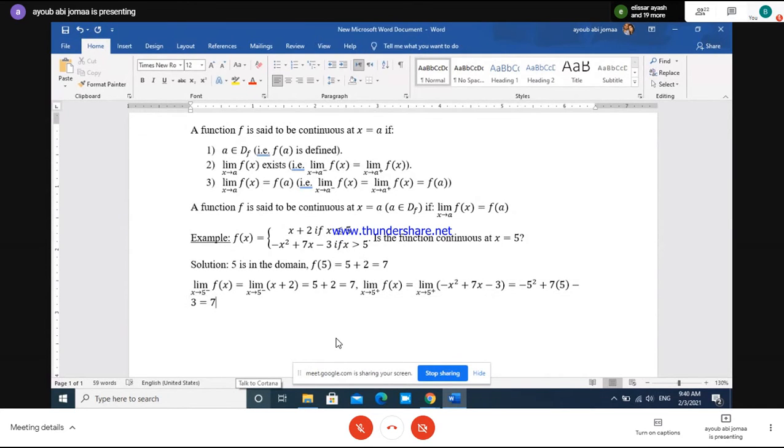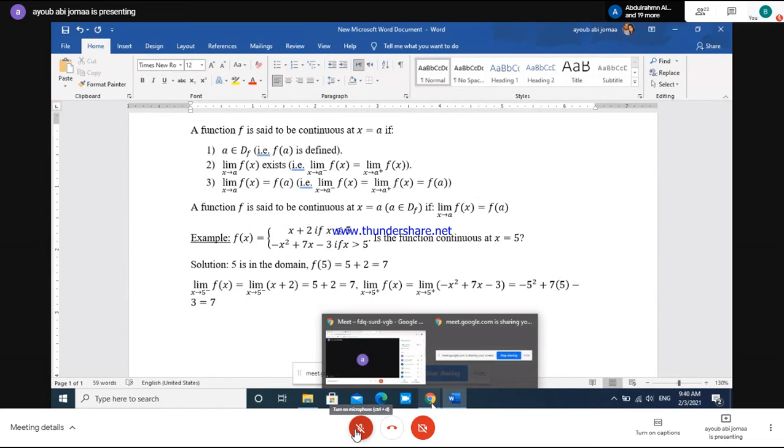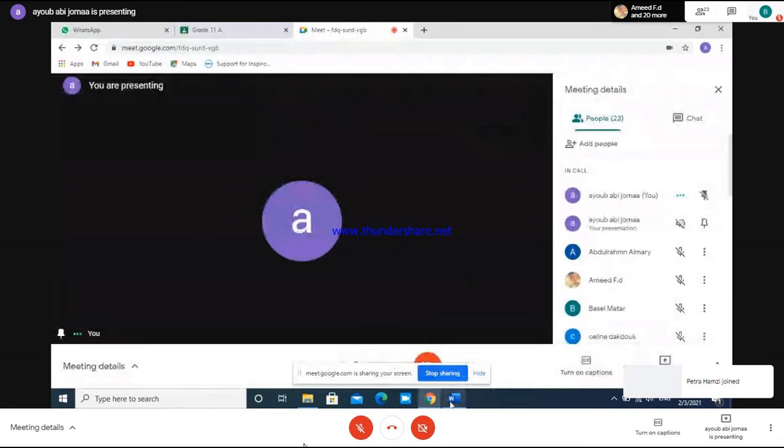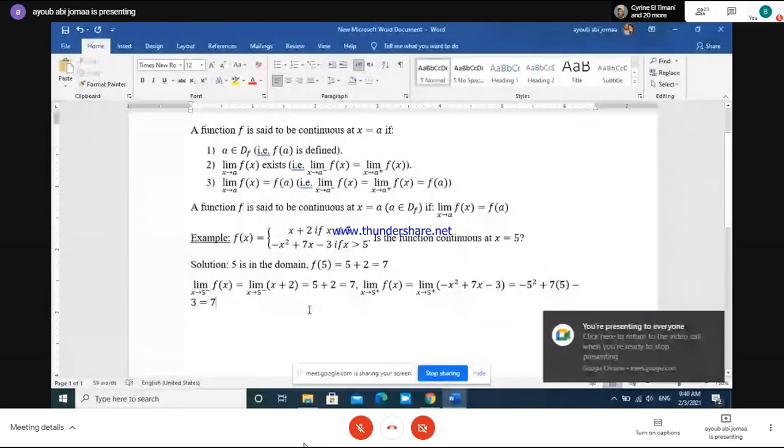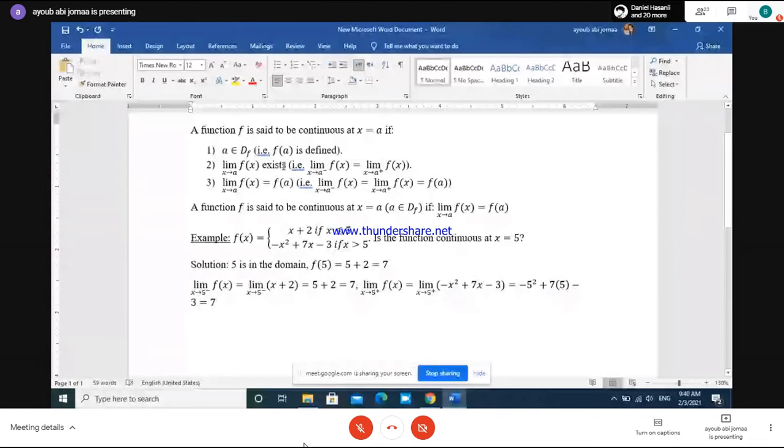So does the limit exist? Of course, because they are equal. The limit exists. The limit from the left is 7. The limit from the right is also 7. So here, the second condition is satisfied. So here I can say the limit as x approaches 5, from the left and from the right, is equal to 7.